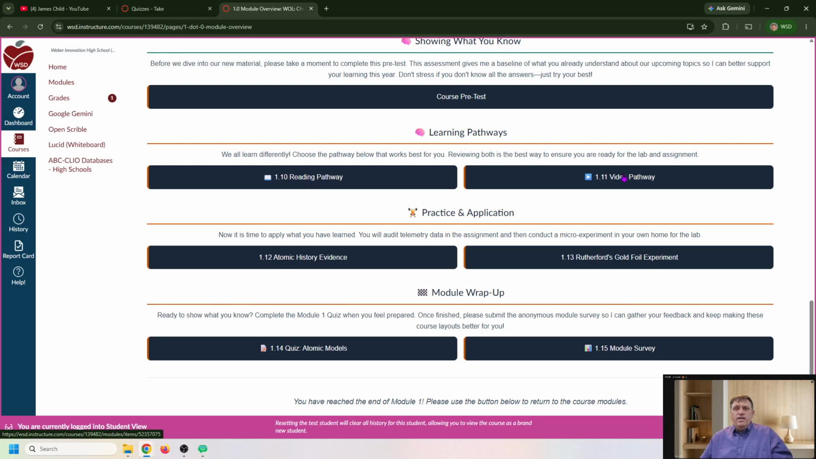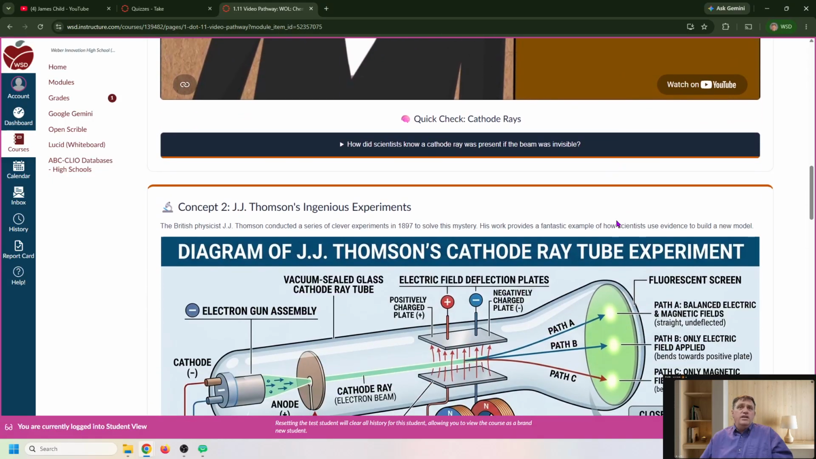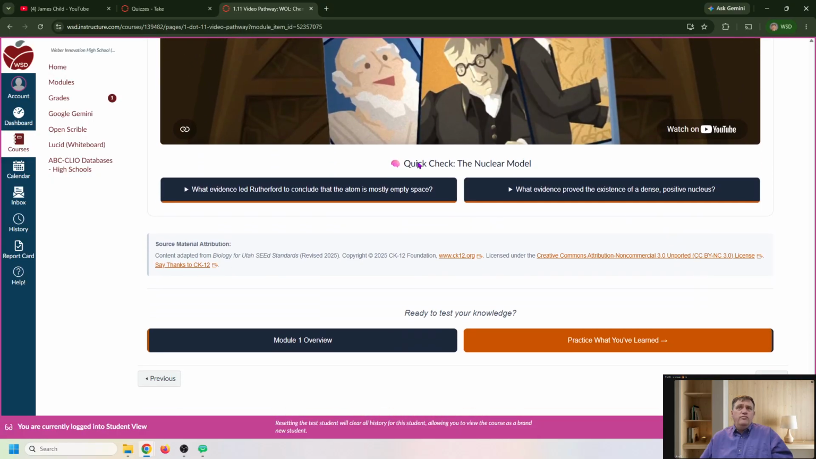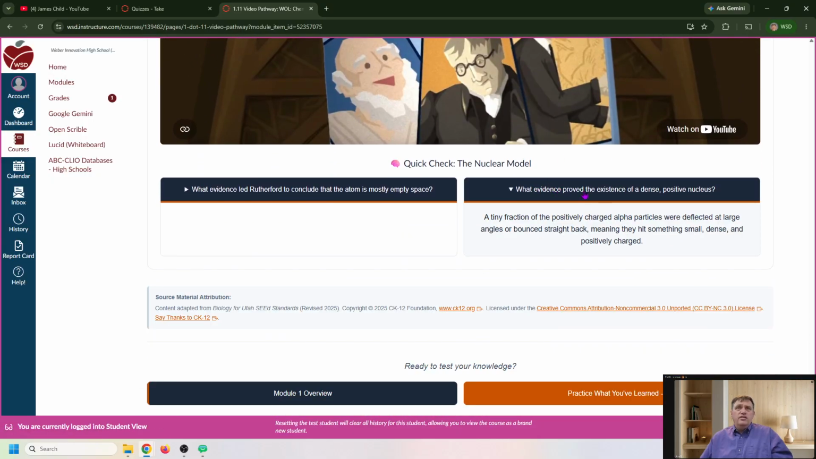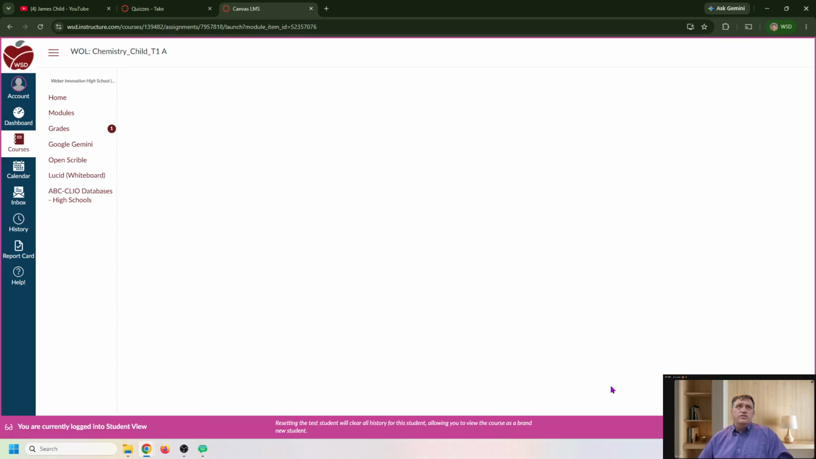You've got the reading pathway and the video pathway. Please do one. You don't have to do both. Okay. You jump in here, you go through, read and watch videos on this one. And then once you're done, by the way, these are little tests just to see if you were paying attention and if you caught some of the stuff, right? And then practice what you've learned. This is your first assignment.